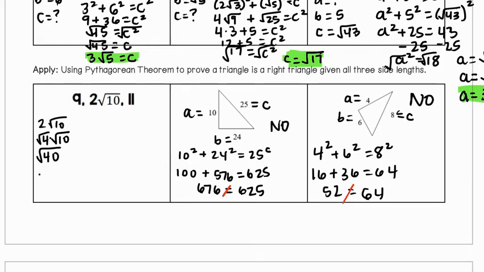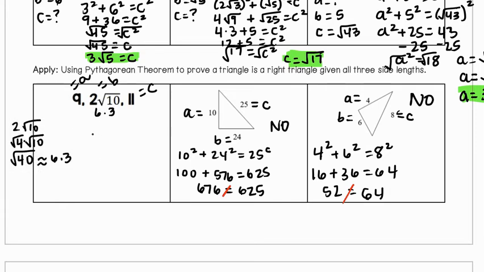So the square root of 40 would be about 6.3-ish, and I'm knowing that because the square root of 36 is 6. It's a little bit bigger than it, so I'm estimating it to be about 6.3. So if that's about 6.3, we know that that is one of our smallest sides on this triangle, which would tell us that 11 is our hypotenuse. So I'm going to say 9 is our A value, this will be our B value, and this 11 is our C value. Knowing that, we're going to use the Pythagorean theorem to decide whether or not this is a right triangle.